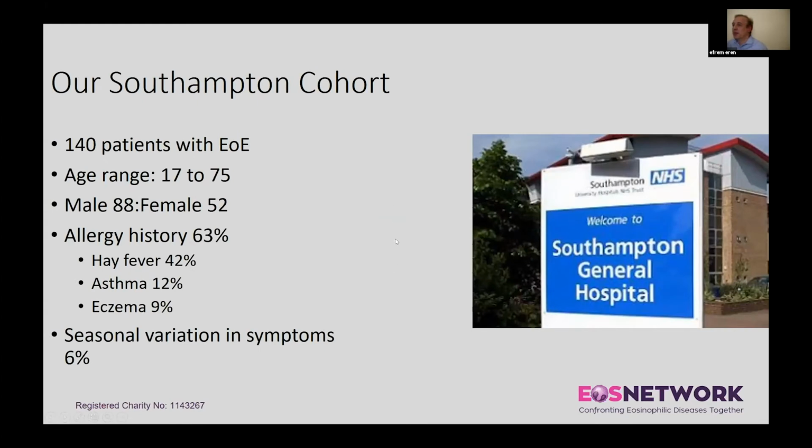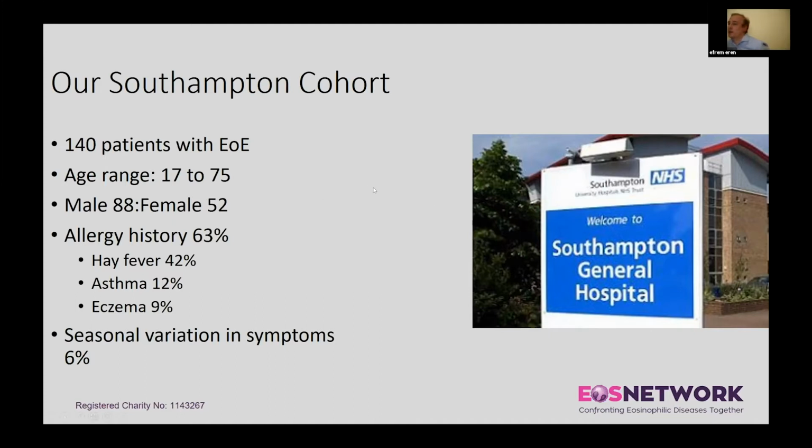So our Southampton cohort, this is all adults. We've got about 140 patients now with EoE. I started seeing patients probably about 7, 8 years ago, where I'd get the odd 1 or 2 in my allergy clinic, and then it was 3 and 4. And soon I was doing my clinic into the afternoon because I was seeing these EoE patients at the end of my clinic, and so set up a separate clinic just for this.